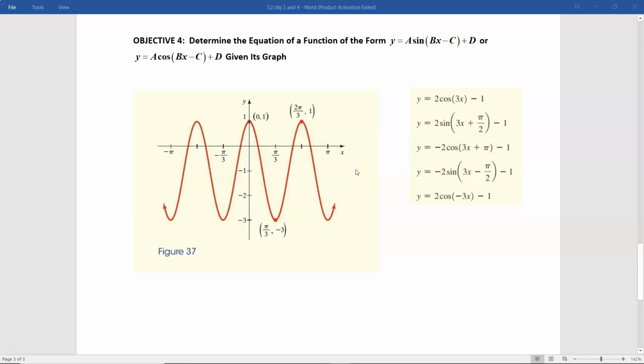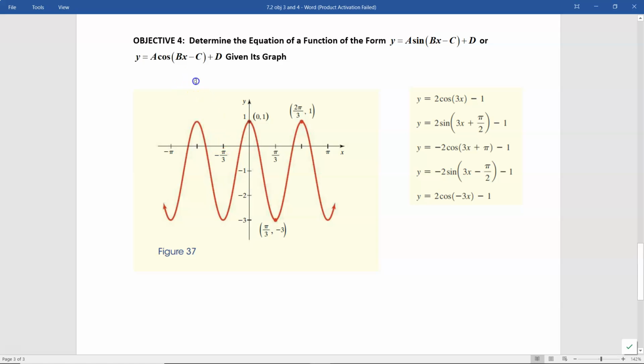Hey class, so today's video is going to deal with the last section of 7.2, which deals with finding functions given an image and some points of a sine or cosine function. And that's where I'm going to start right here with this example.